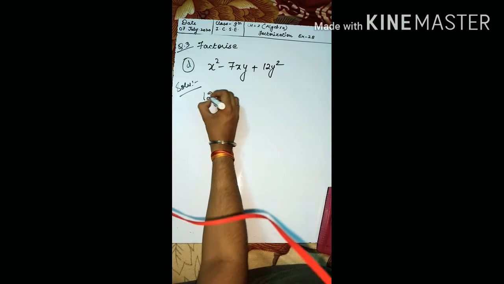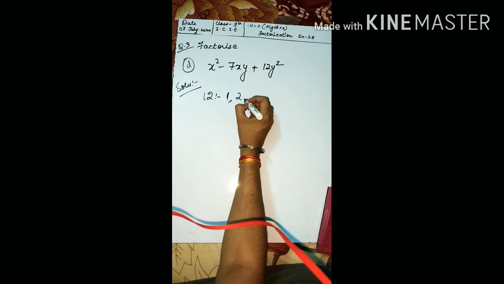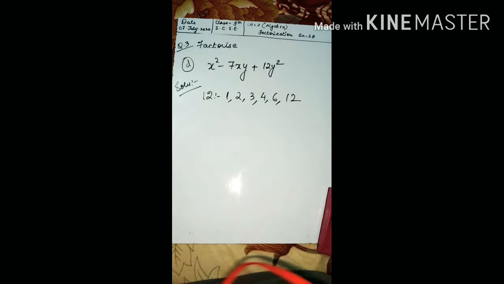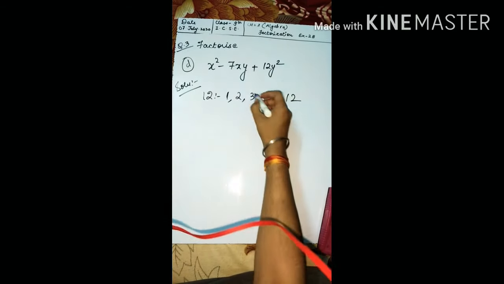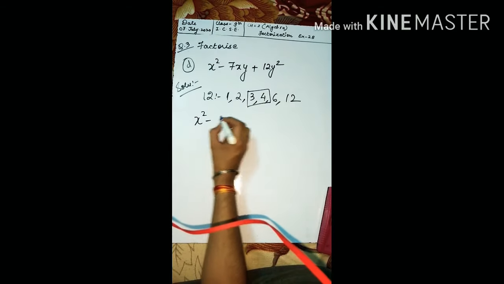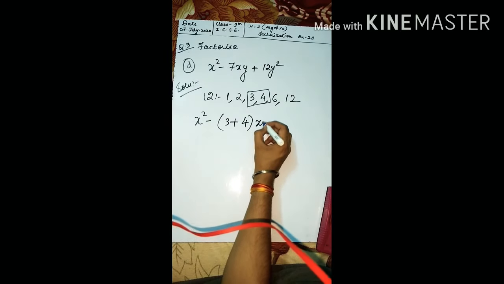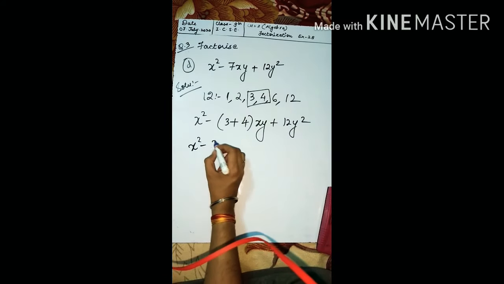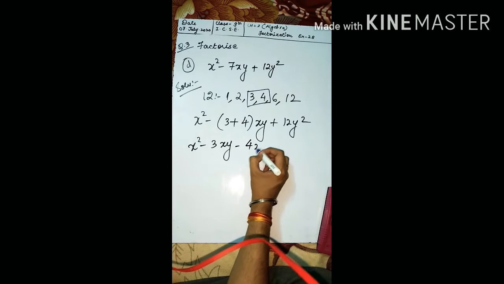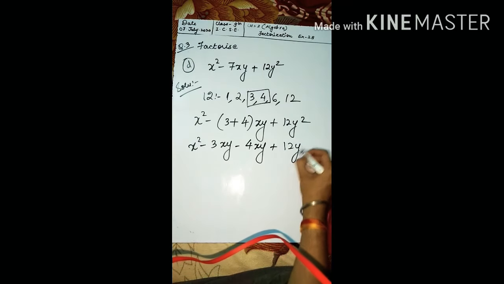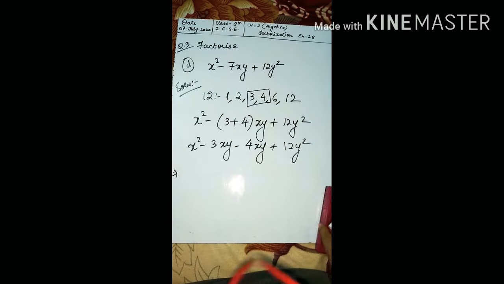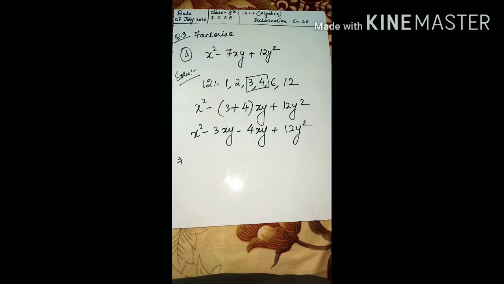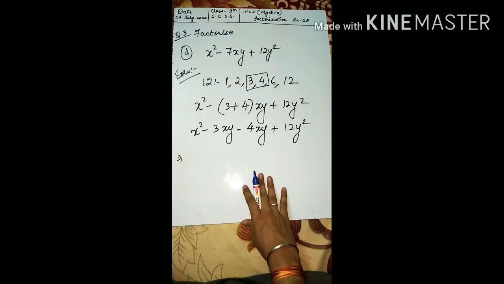12. Let us take 12. Factors were 1, 2, 3, 4, 6 and 12. Now select any two terms to get 7 as an answer, that is 3 and 4. Like this. Now multiply xy inside. I hope I'm doing it somewhat fast because you are in the habit of seeing all these algebra questions, so you should understand it fast.